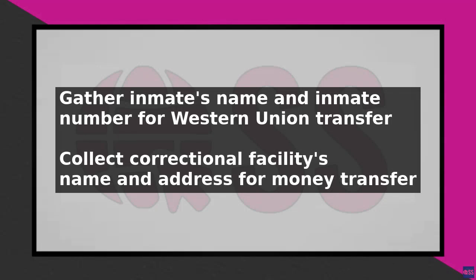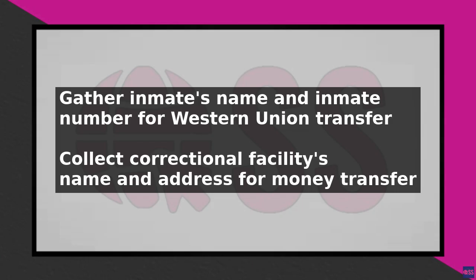To send money to an inmate with Western Union, follow these steps. First, gather the necessary information, including the inmate's name and inmate number, the correctional facility's name and address, and your own personal and payment details.